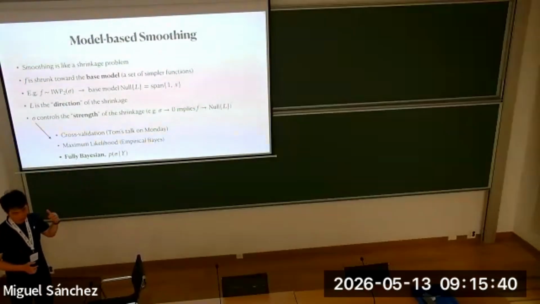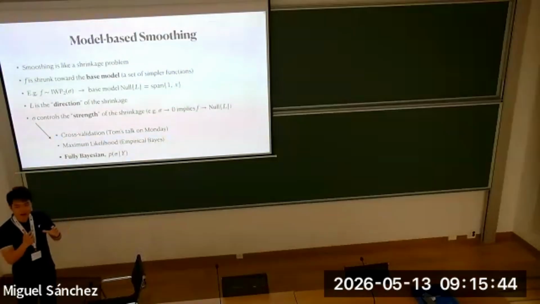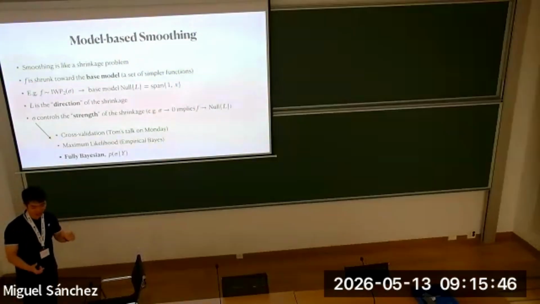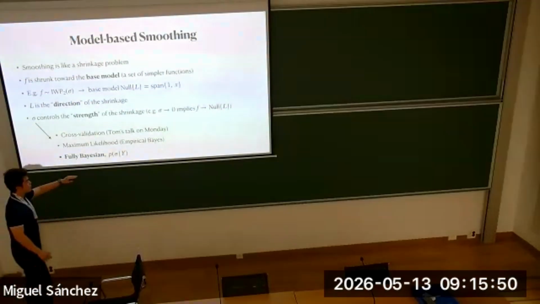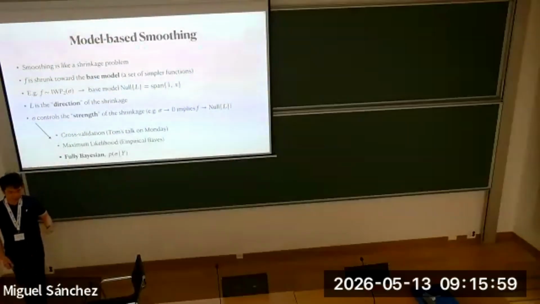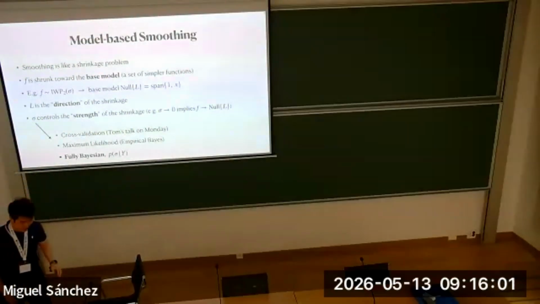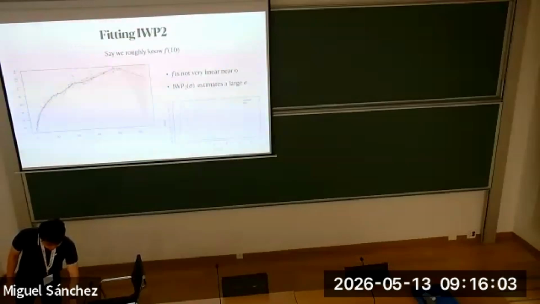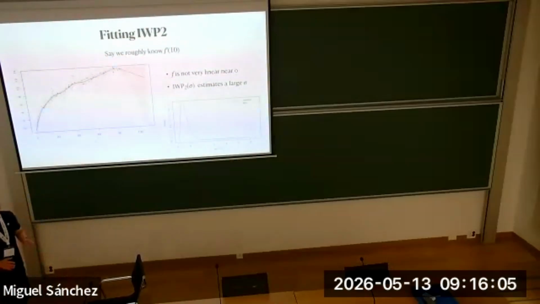And I like to think that when you maximize this objective function, you are doing empirical Bayes, so you are optimizing a prior on your function f. And you can also be fully Bayesian and compute a distribution of this unknown smoothing parameter sigma given your data. This is the default approach we're going to take in the rest of the talk. But let's first see how the traditional IWP approach works on simulated data.